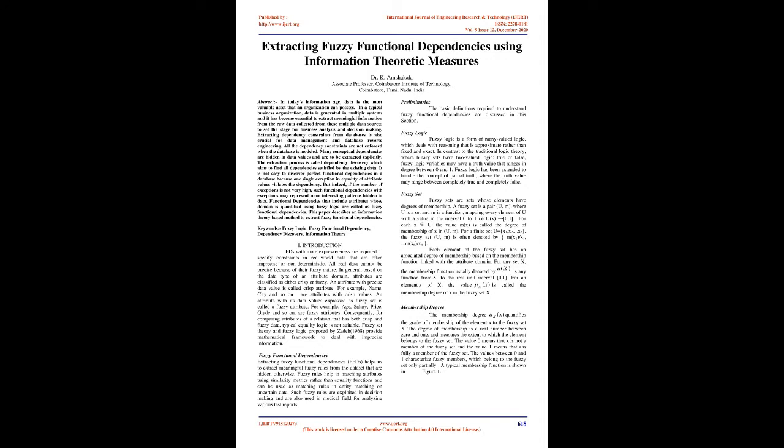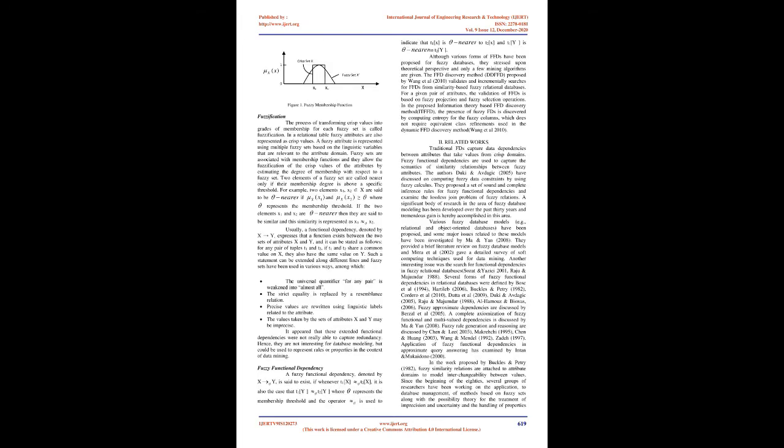Preliminaries. The basic definitions required to understand fuzzy functional dependencies are discussed in this section. Fuzzy logic. Fuzzy logic is a form of many-valued logic, which deals with reasoning that is approximate rather than fixed and exact. In contrast to the traditional logic theory, where binary sets have two-valued logic, true or false, fuzzy logic variables may have a truth value that ranges in degree between 0 and 1. Fuzzy logic has been extended to handle the concept of partial truth, where the truth value may range between completely true and completely false.